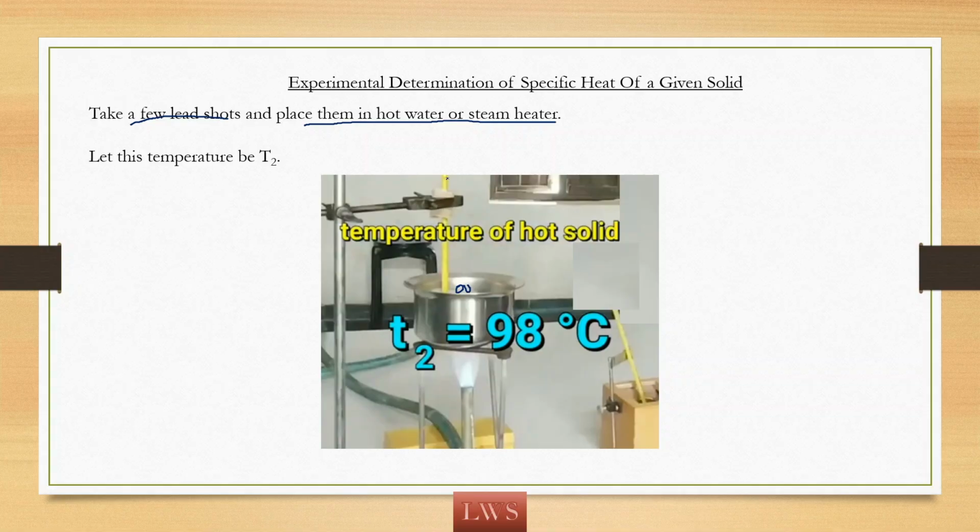With the help of this thermometer I am measuring the temperature of the water, which is nothing but the temperature of the lead shots. I am heating this up to a temperature of T2. So what is the initial temperature of the lead shards? I am taking the lead shards very hot, at a temperature of T2 degrees Celsius.